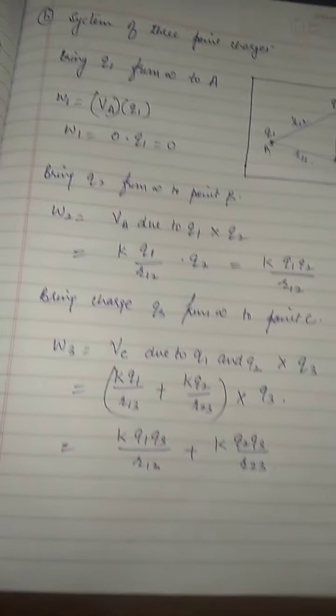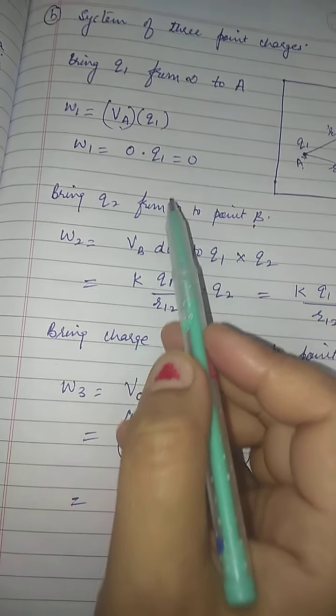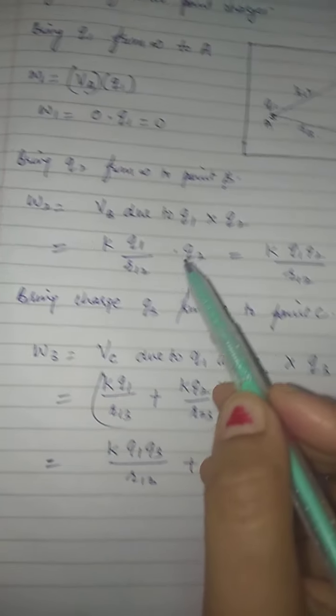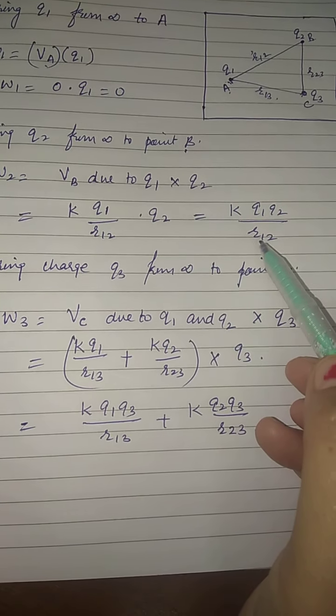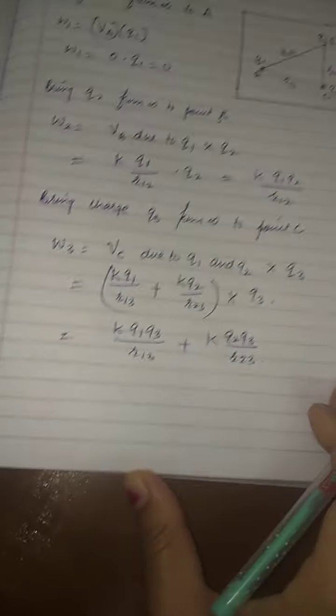Now we have found all the work done. This is the work done for bringing the first charge, that is 0. This is the work done in bringing the second charge, that is K Q1 Q2 over R12, and this is the work done in bringing the third charge in the system.